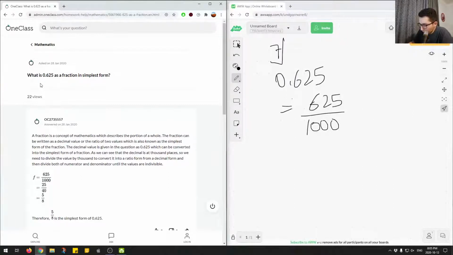So right away I see this 25 over here, and there is 600. So I know 100 is divisible by 25 for sure. That means 600 is also divisible by 25. That means also 625 should be divisible by 25. And we know 1,000 is also divisible by 25. So if we divide both top and bottom by 25, we would end up with 25 over 40.